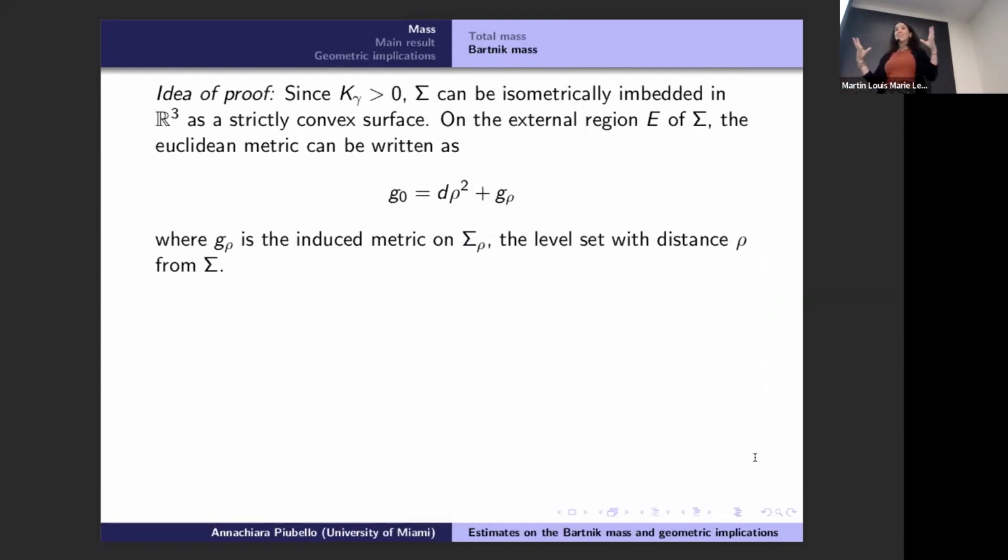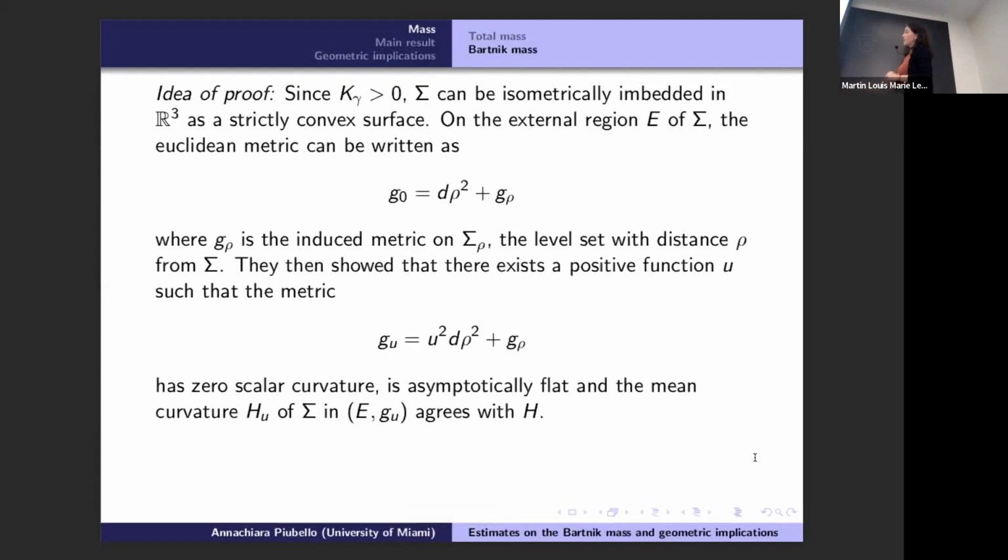Now, we know that the Gauss curvature is positive. So from the solution to the Weyl problem, we know that sigma can be isometrically embedded into R3 as a strictly convex surface. Now, on the external region in R3, we can write the Euclidean metric as d rho squared plus g rho, where g rho is just the induced metric on sigma rho, the surface at distance rho from sigma.